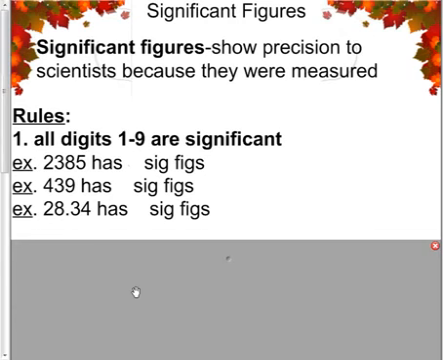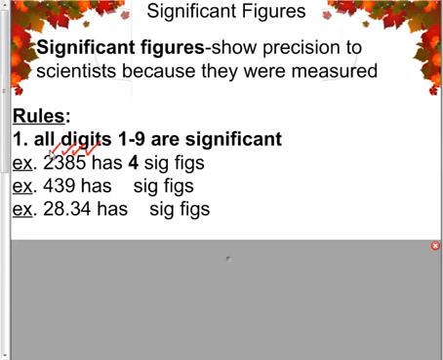So, when we talk about significant figures, there are a few simple rules that we need to follow. Rule number 1 is that all the digits 1 through 9 are significant. So within any given number, we look for anything that's not a 0 and we count it as a significant figure. So the 2, the 3, the 8, and the 5 of this number are significant. Therefore, we say this number has 4 significant figures, or sig figs.